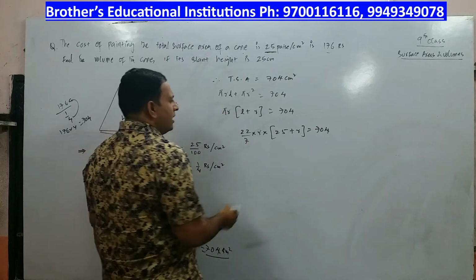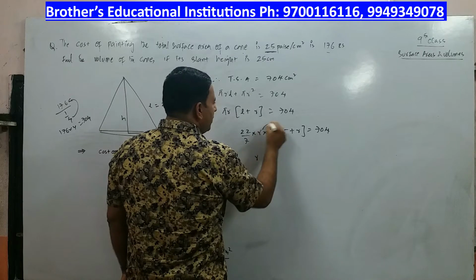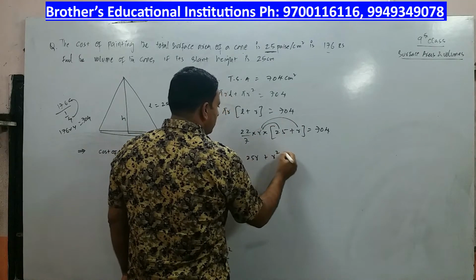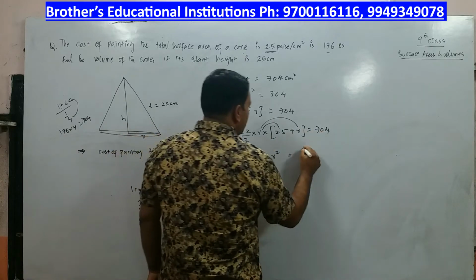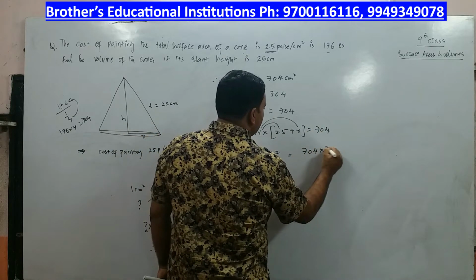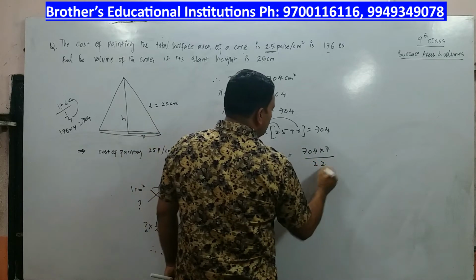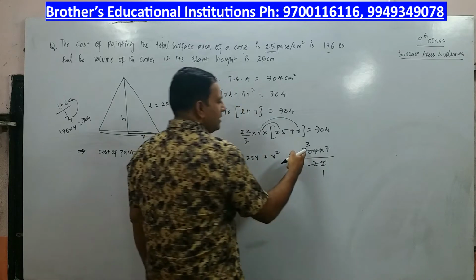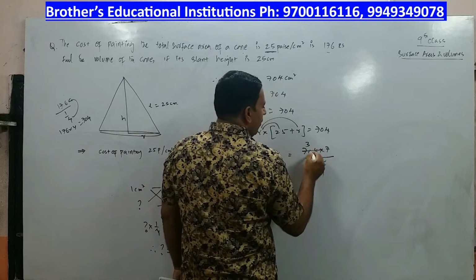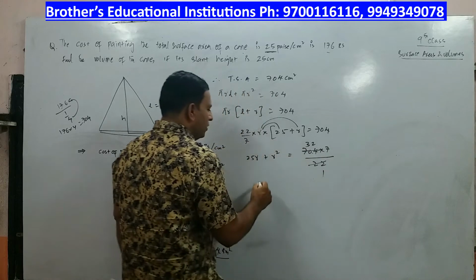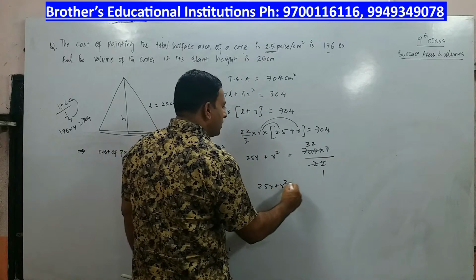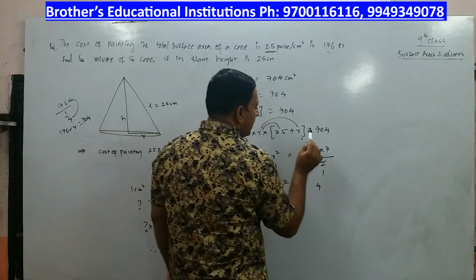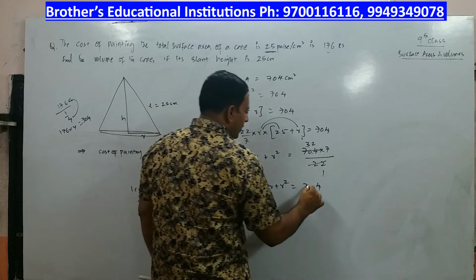Any cancellations? You do it. R into 25 is 25R. R into R is R square. So this you have. And meanwhile, this 7 will go to the other side, 704 into 7 by 22. 22 ones are 22, 22 threes are 66. 70 minus 66 is 4. 44 means 22 twos are 44. So 25R plus R square is equal to 7 twos are 14, 1 carry. 7 threes are 21 plus 1, 22. So 224.